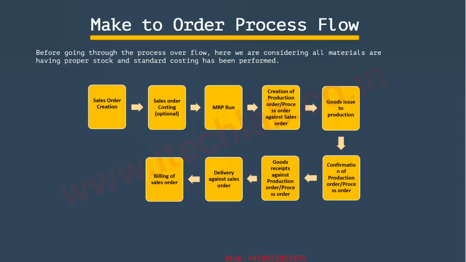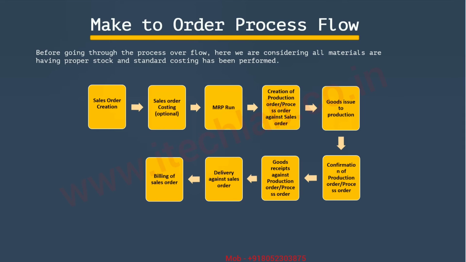And the rest of the steps are the same: goods issue to production, that is consumption of raw material, to semi-finished or finished goods. Then we are going to do the confirmation, where there are activity types, all the activity types. Then goods received against the production order, which means that when the goods are manufactured, the stock is coming to the finished order. It means the customer product has been made ready.